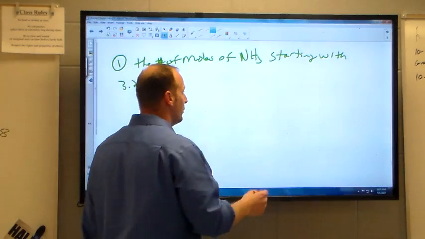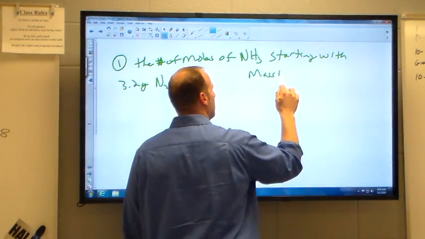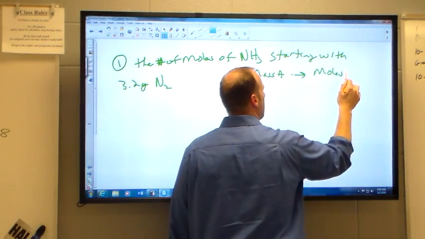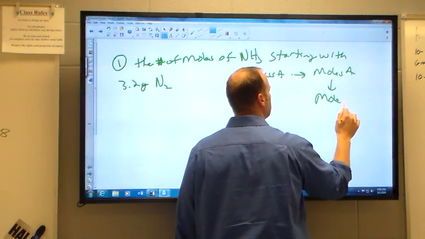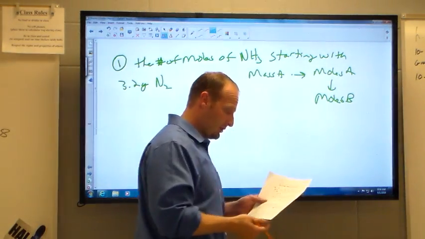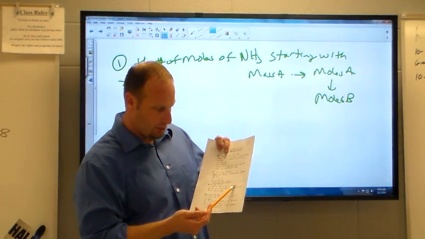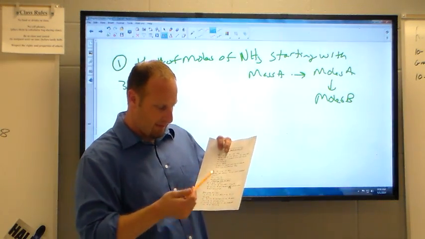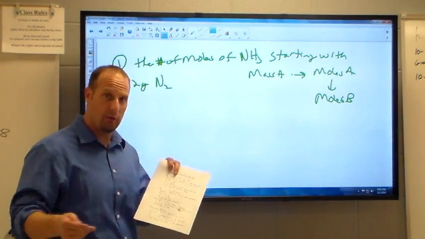What we see in this question is that we're not starting at moles of A, but we're starting at mass of A. It wants me to find the moles of A, and then convert to moles of B. All right, that's on this worksheet here. So the first part is calculate the number of moles of 3.2 grams of N2. And then go ahead and convert that to moles of NH3. So it's a step-by-step process, and it leads you into what we're doing next.